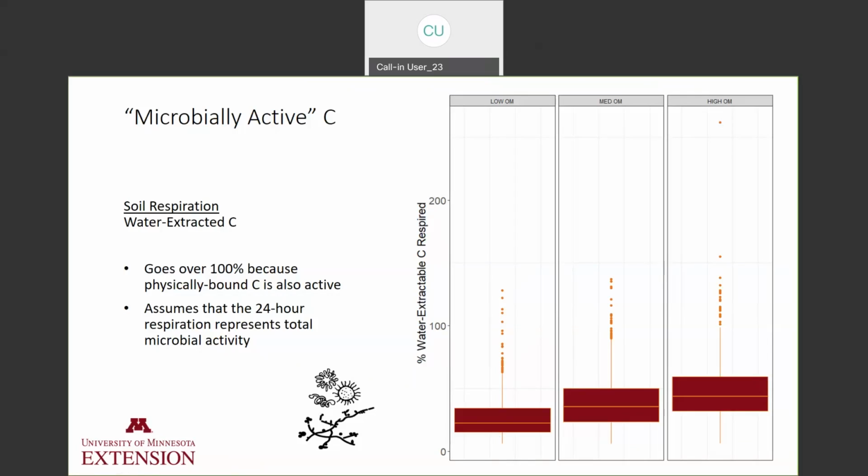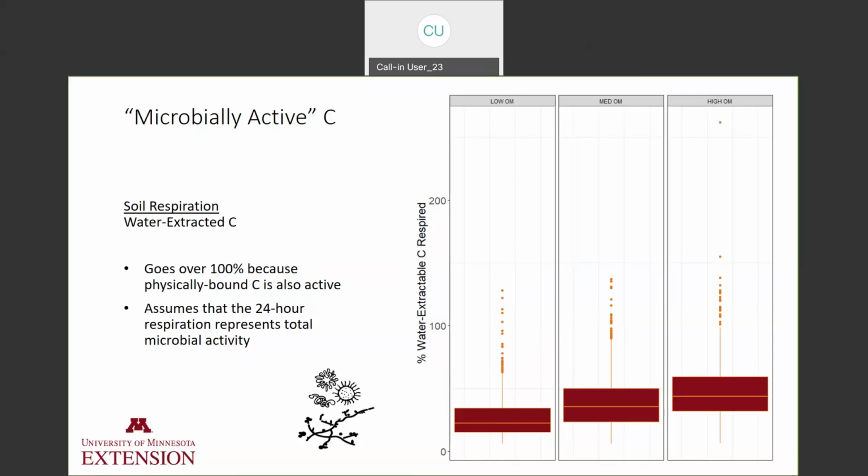And Haney's guide suggests that 50 to 75% is ideal. That range means that there's sufficient carbon in that water extracted carbon, and microbes are able to use it. But they're not using all of it, so there will be some in the future. The idea is that if you go too high in this percentage, your microbes are going to be working through that water extractable carbon too rapidly.